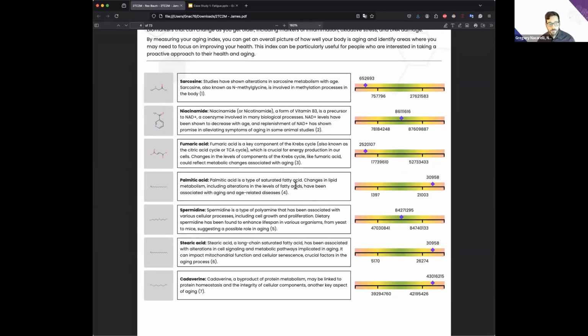Palmitic acid, so think palm oil. This can be from many different dietary sources. But one thing to know is that if somebody has excess carbohydrate consumption and glucose, their body can start converting that into palmitic acid.